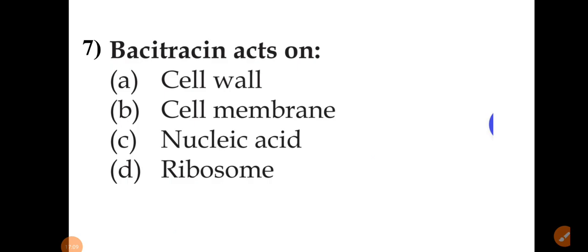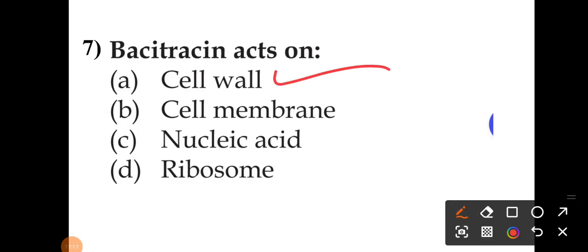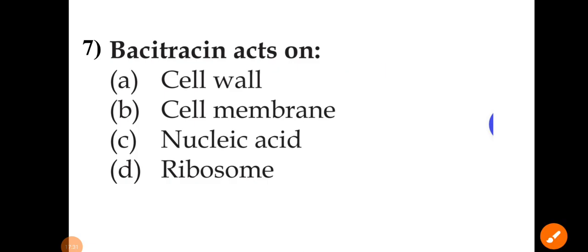Okay, the next one, bacitracin acts on, very simple question, the cell wall, cell membrane, nucleic acid and ribosomes. So what is the correct answer? That is your cell wall. Okay, we saw bacitracin, your beta-lactam antibiotics, fosfomycin, these are the cell wall synthesis inhibitors. So here the correct answer is your cell wall.